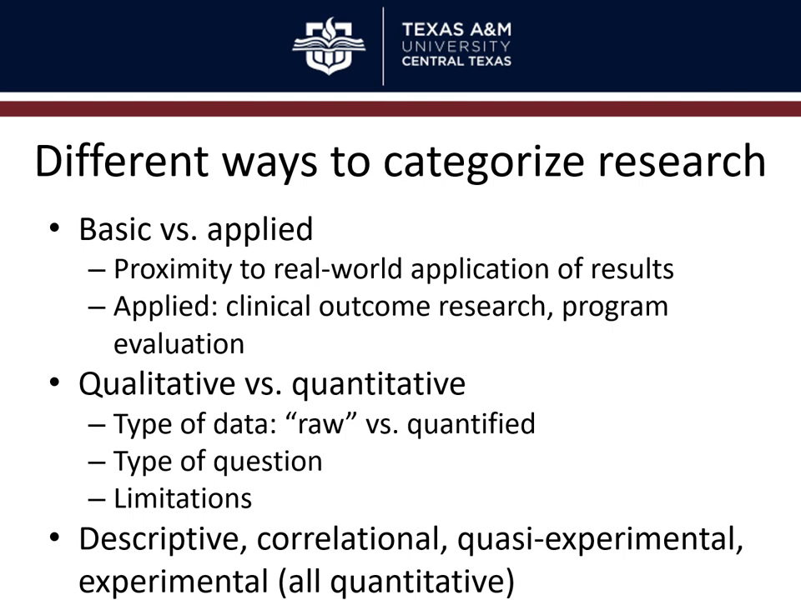And just briefly, descriptive is about summarizing data. Correlational is about relationships among variables. Jumping over, experimental is about cause and effect. Quasi-experimental wants to be about cause and effect. It wants to be experimental, but for one reason or another, it can't quite be. So it's kind of in between correlational and experimental.